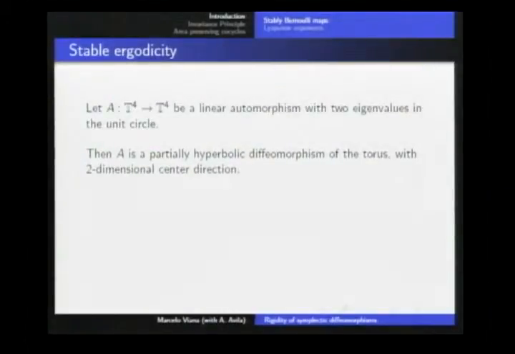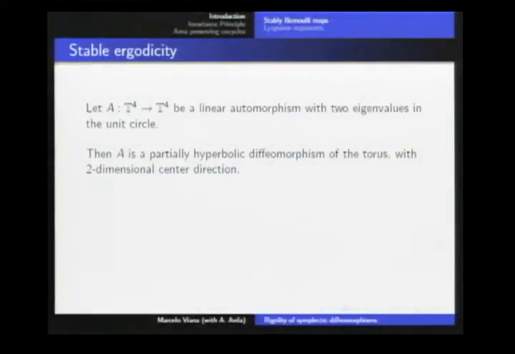Okay, so the setting is this one. I'm going to consider a linear automorphism of the torus generated by a linear map. And I'm going to assume that this linear map has exactly two eigenvalues on the unit circle. Then there's one eigenvalue whose absolute value is bigger than 1, another which is smaller than 1. And then there are these two eigenvalues lying on the unit circle.